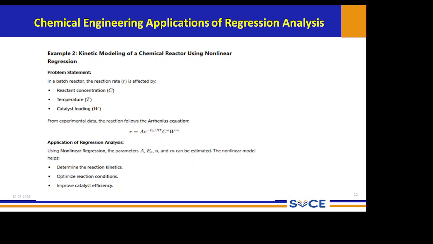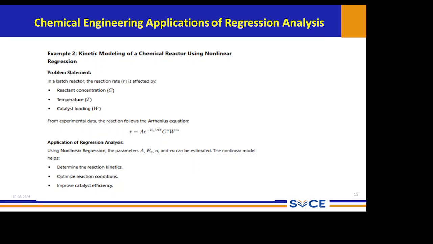It also depends on C and W. What is C? C is the reactant concentration and W is the catalyst loading, where N and M are constants. So when you see here, using non-linear regression, the rate of reaction depends exponentially on the activation energy, rate constant, and temperature, C is the reactant concentration, W is the catalyst loading. This is a non-linear regression because it is a non-linear relationship. This non-linear model helps determine the reaction kinetics and optimize the reaction conditions.